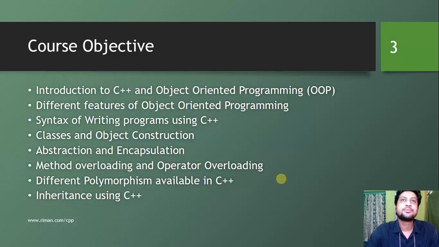The course objectives include an introduction to C, C++, and object-oriented programming. What are the features of different object-oriented programming? How to write some programs using C++, how to implement all the object-oriented features like classes, objects, abstraction, encapsulation, overloading, polymorphism, and inheritance in C++. So this is going to be our course objective.